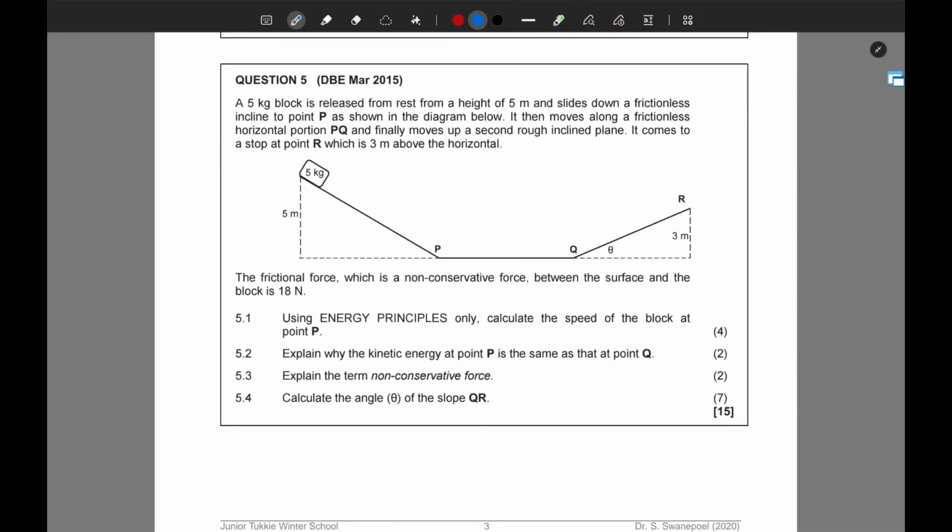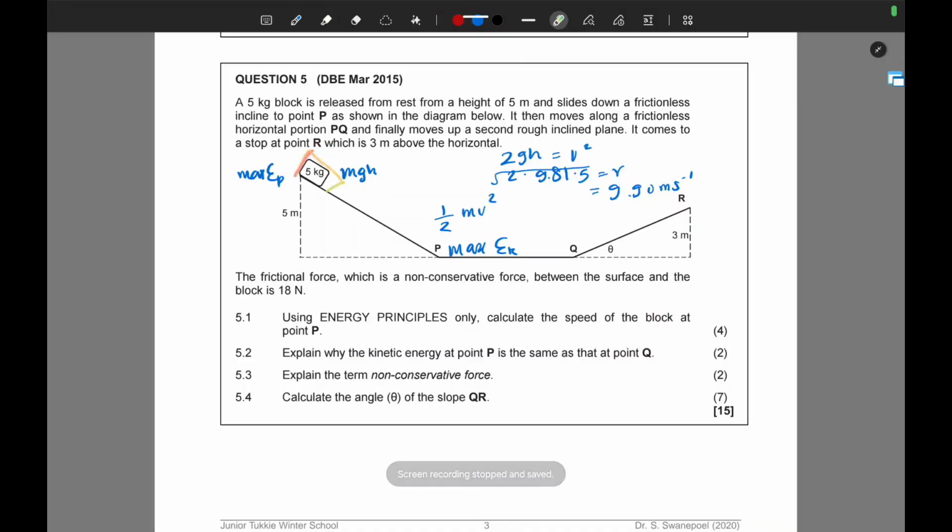Now the next question. For this question we are given a box of 5 kilograms sliding down, and we need to find the speed at P. We are given that it is an isolated system, there's no external forces happening. So what we're going to do first is find the potential energy and the kinetic energy. Realizing that there's no external forces, we can equate the two. After cancelling out the m's and dividing both sides by 1/2, we get 2 gravity into height is v squared, velocity squared. We're plugging in our numbers, 2 into gravity given from our data booklet, and 5, the distance between the sides, which gives us around 9.9 meters per second.